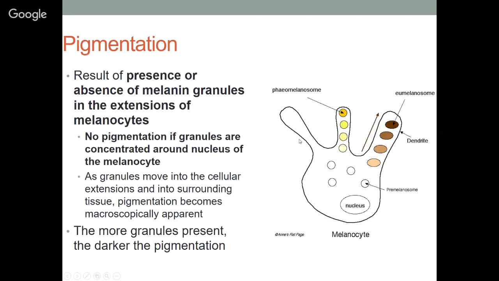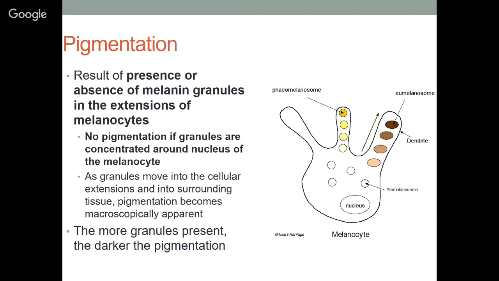There are two types of melanin granules found in dogs, but only one type found in horses. The dog types are the eumelanosome and the pheomelanosome. You can see that they're slightly different shades. So these are granules that move up to the projections, to the outside of the melanocyte. The more that are there, the more pigmentation you can actually see with your eyes. They're macroscopically present.